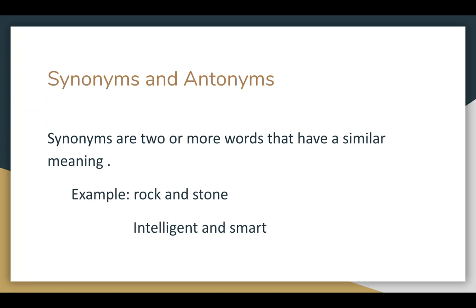Okay, so a synonym is two or more words that have a similar meaning: rock and stone, intelligent and smart. If you look them up in the dictionary, they don't have the same exact meaning, but they do have very similar meanings and can be used interchangeably. So I could say, oh, that rock over there is nice. And I can also say, oh, that stone over there is nice. Same thing with intelligent and smart.